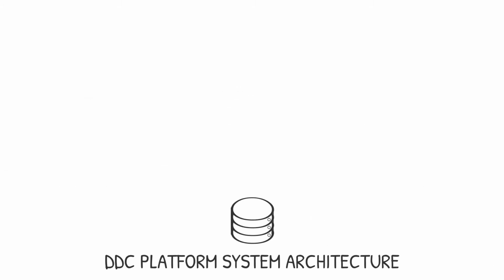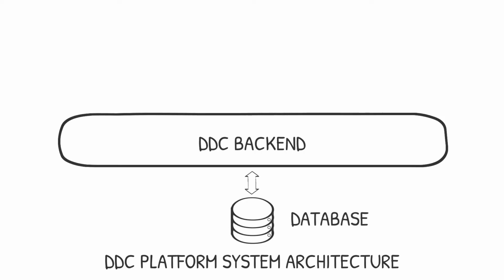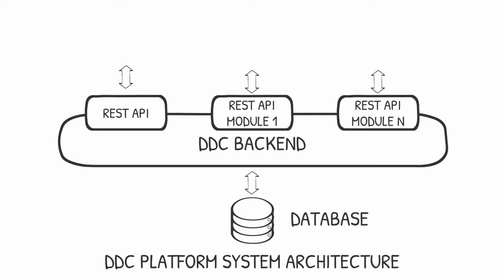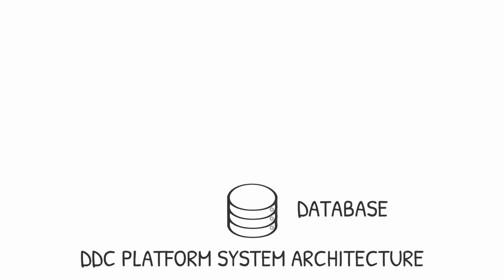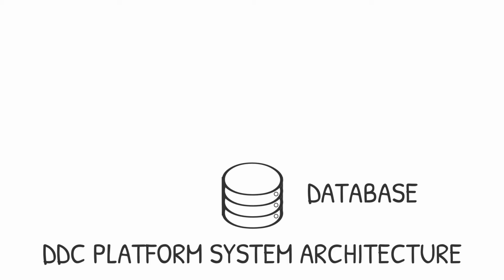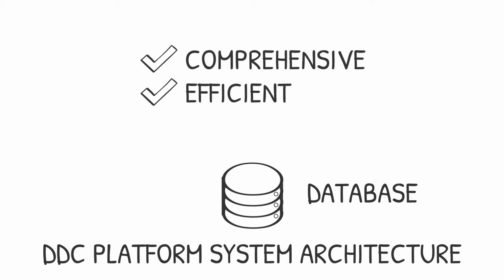The DDC platform is also designed to be extensible and can be connected to other services. It's based on a database which communicates through a REST API with the backend and multiple module providers. This allows for easy integration of new services and providers, making the platform highly extendable. The DDC platform represents a new paradigm in building material management, one that is comprehensive, efficient, and sustainable.